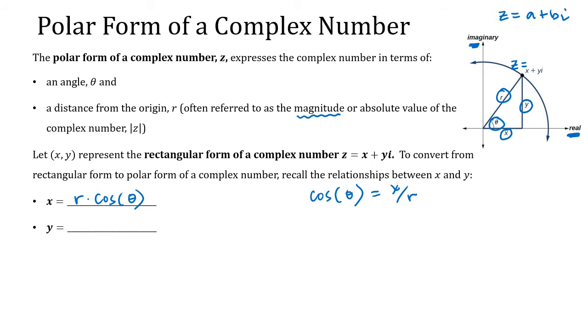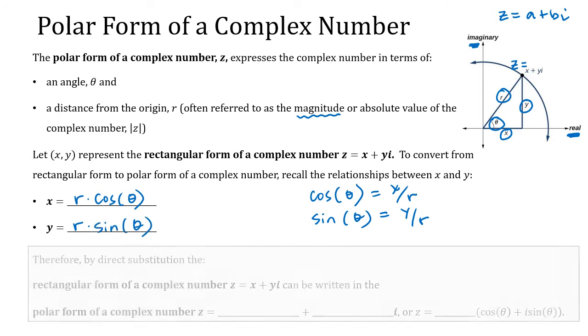And same thing for y, right? We learned that the sine of theta is equal to y over r. So solving for y, we get that y is equal to r times the sine of theta. All right, so that is what I'm going to use.